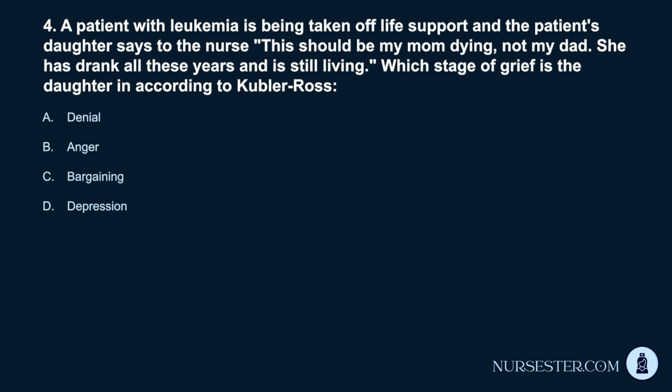4. A patient with leukemia is being taken off life support and the patient's daughter says to the nurse, "This should be my mom dying, not my dad. She has drank all these years and is still living." Which stage of grief is the daughter in according to Kubler-Ross? A. Denial. B. Anger. C. Bargaining. D. Depression. Correct answer: B.